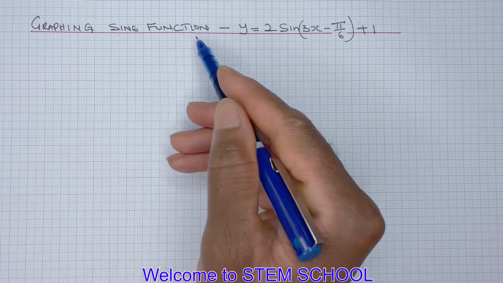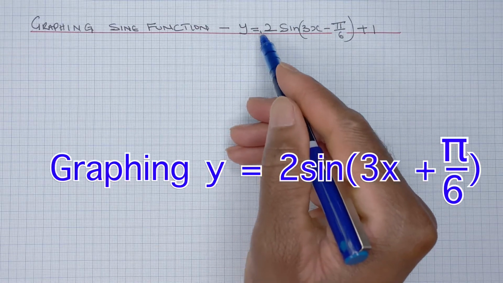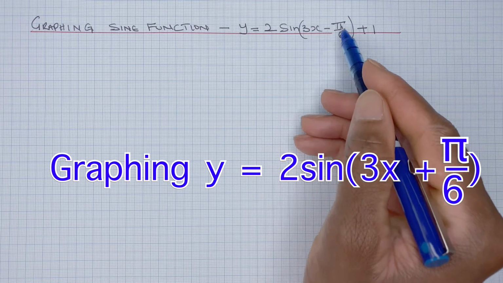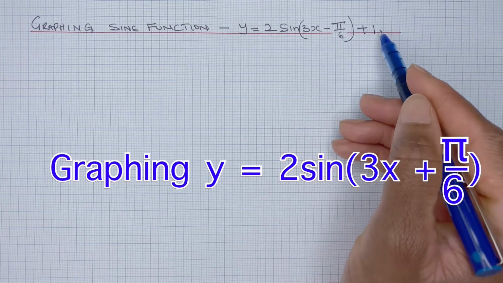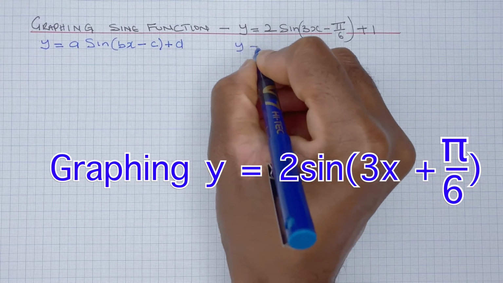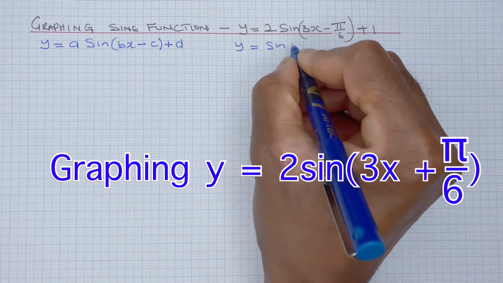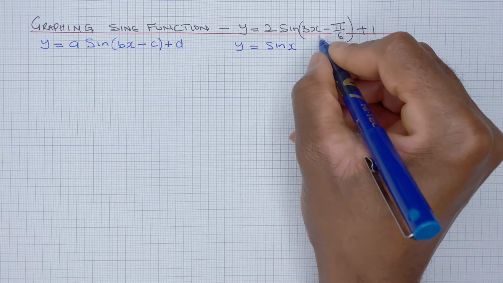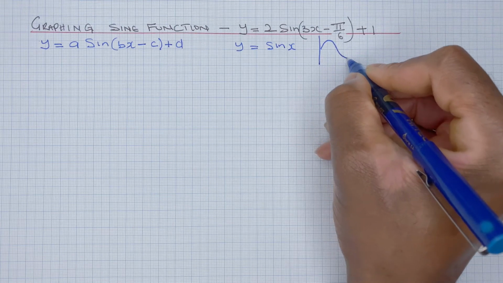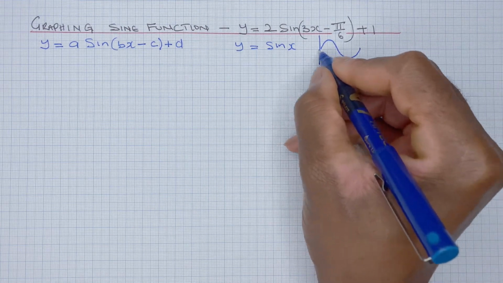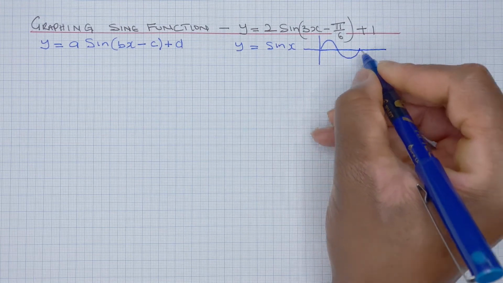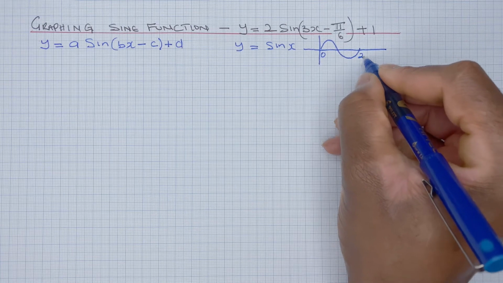Graphing sine function: y = 2 sin(3x - π/6) + 1. The sine function parent graph is y = sin x. When we graph y = sin x, we get this periodic function. So that's the first period of the function I've just graphed there for y = sin x. It starts from 0 and it goes to 2π.